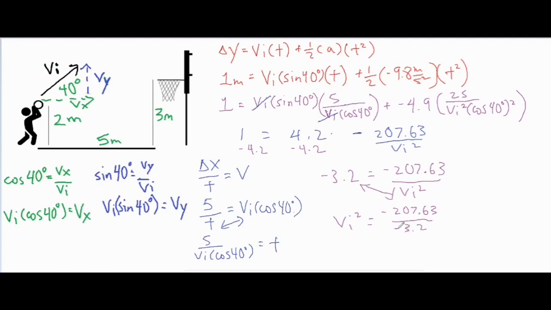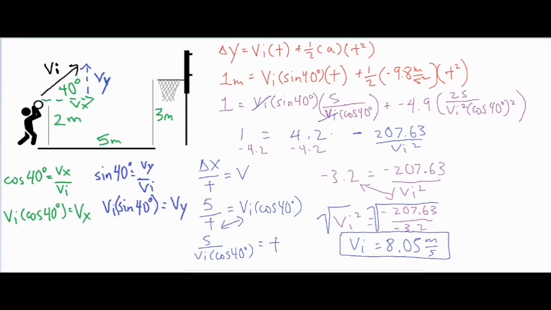And then since we have two negative numbers divided by one another, I'm going to get a positive number, which is good because I need to square root it, and I can't square root a negative number. So I'm going to square root my VI squared and square root this value over here. And then my value for VI comes out to 8.05 meters per second.